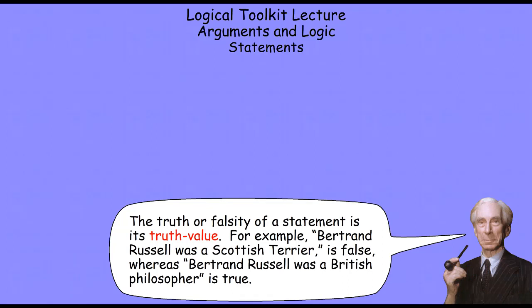So, for example, Bertrand Russell is a Scottish Terrier. That's a statement. It could be true, it could be false. It is false, so its truth value is false. Bertrand Russell was a British philosopher. That's also a statement. It could be true, it could be false. It's true, so its truth value is true. Now, Perry and his co-authors don't talk about anything but these binary truth values, truth and falsity.